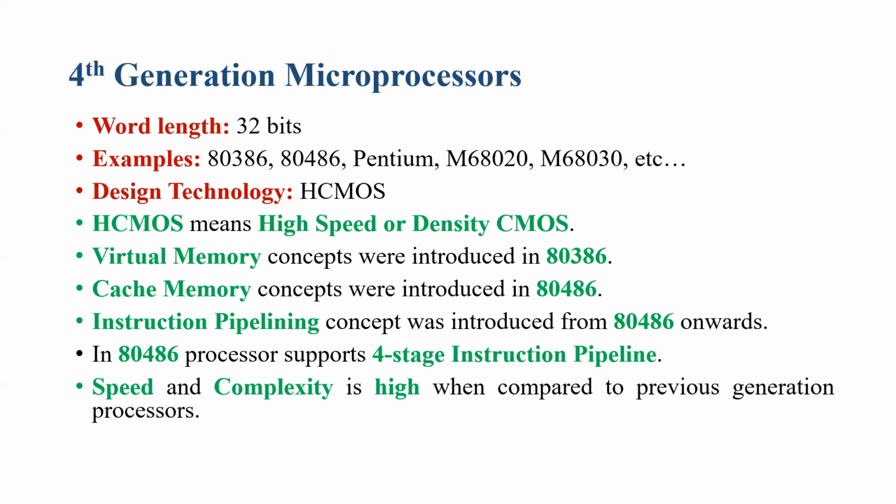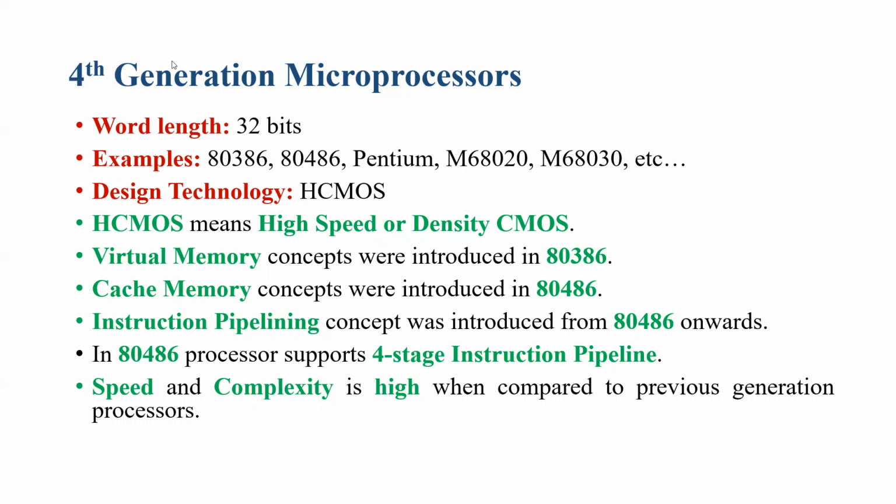Next, coming to fourth generation processors. The fourth generation processor word length is 32-bit. Again, the word length was doubled, so automatically the speed of operation and complexity of the processor increases compared to previous generations. The example processors are 80386, 80486, and some Pentium processors. These are all from Intel, and M68020, M68030, etc. These are from Motorola.